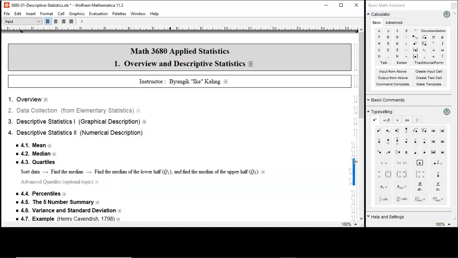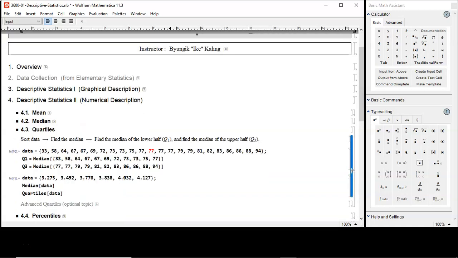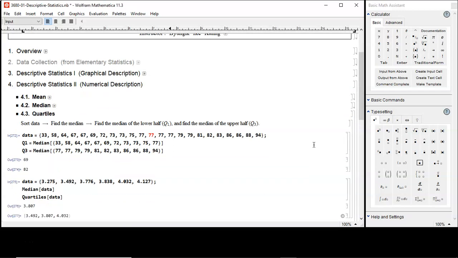Now, the next topic is quartiles. Basically, it's the median of medians. So here we go, sort the data. Okay, sorted data, and then this is the median. We did that, okay? And what do you do? Excluding the median, we take these numbers, the lower half of these, and then take the median from here.